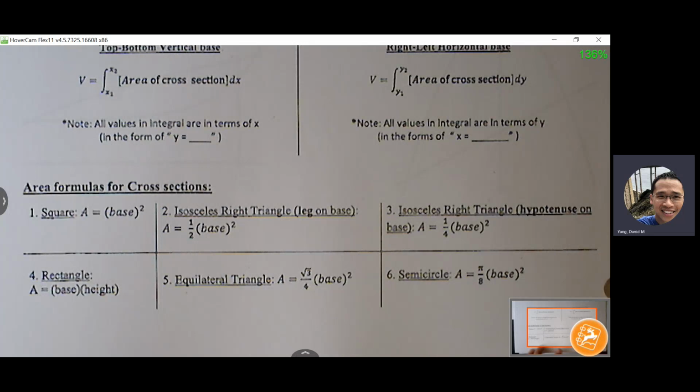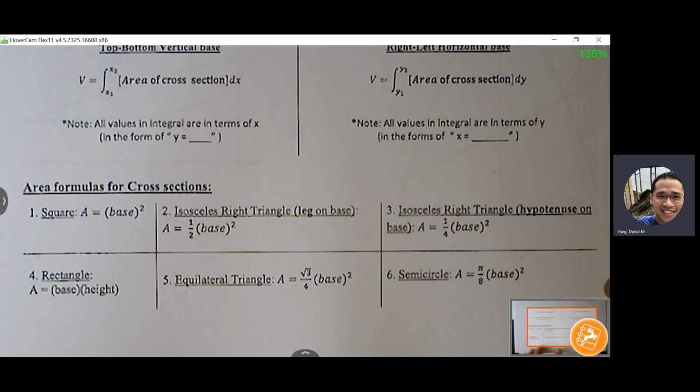So it's the other ones, right? The isosceles right triangle with leg on base, hypotenuse with leg on hypotenuse on base, equilateral triangle, and a semicircle. So really, the only thing you have to worry about with these, as long as you know that they're all base squared, is having to memorize the coefficients in front. So everything is either 1/2, 1/4, or 1/8. You just have to worry about the numerator. So leg on base is 1/2. Right triangle hypotenuse is 1/4.